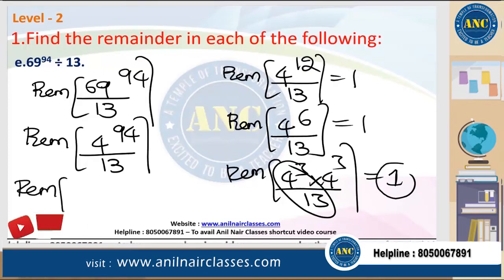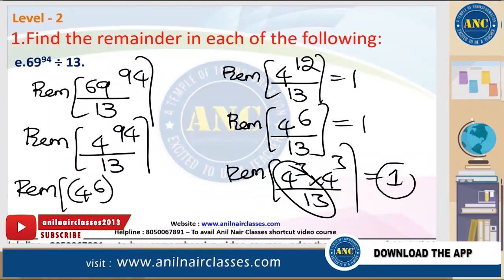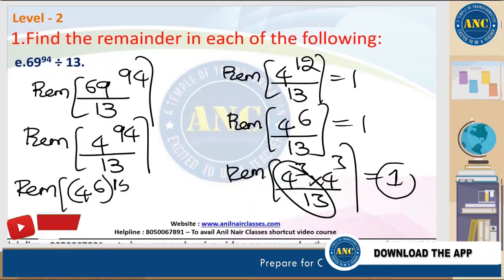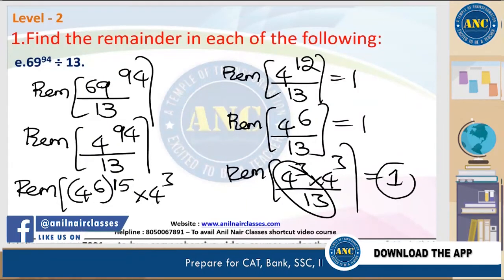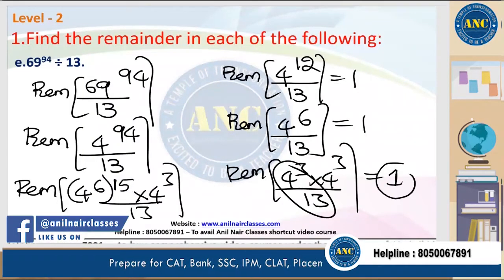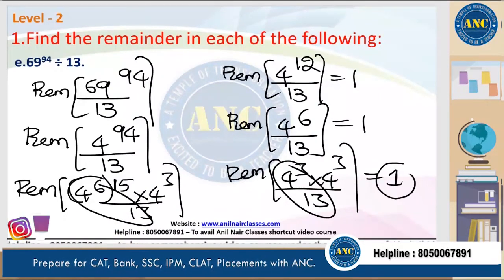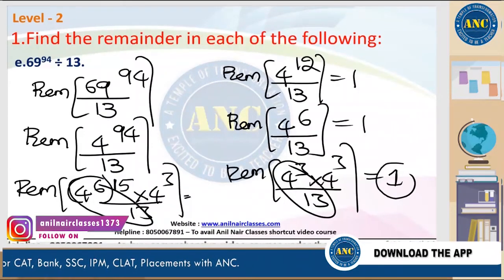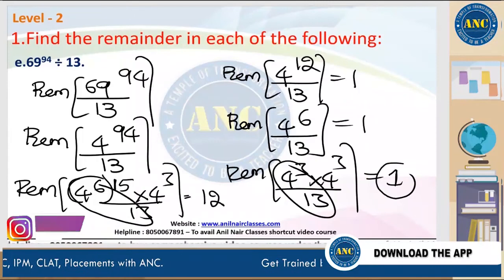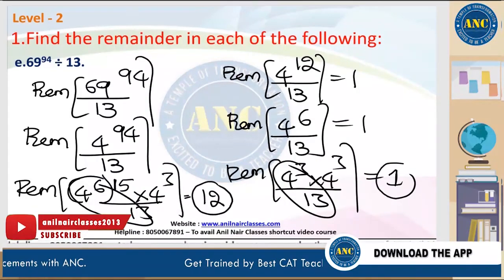So if I use 6, 4 power 6, 6 15s are 90. Next is 4 cube by 13. 9 is 1. 64 by 13. 13 4s are 52. Answer is 12. I hope it is clear.